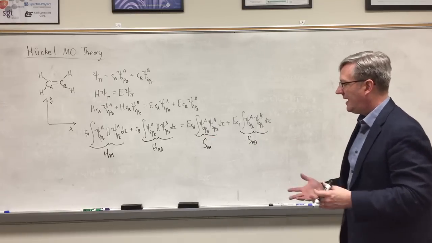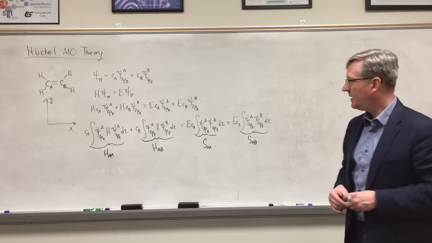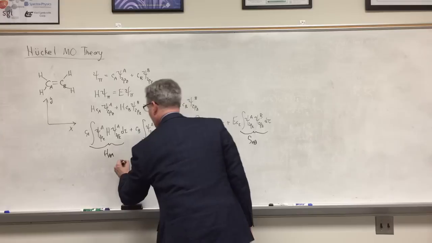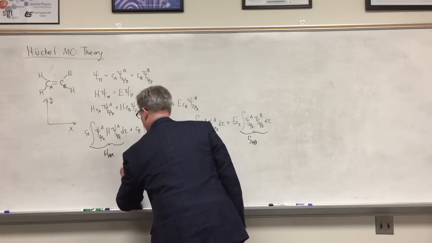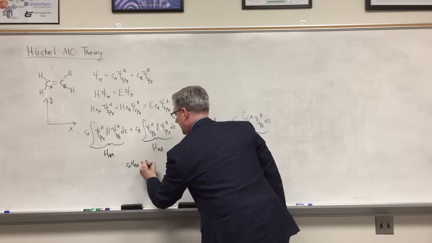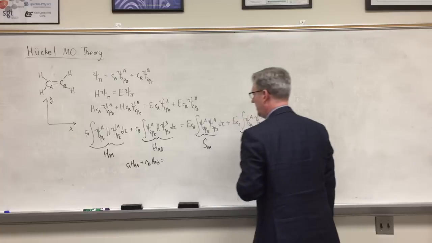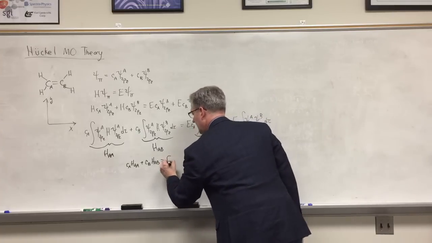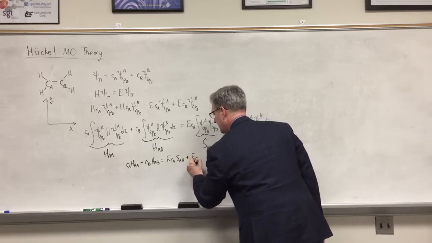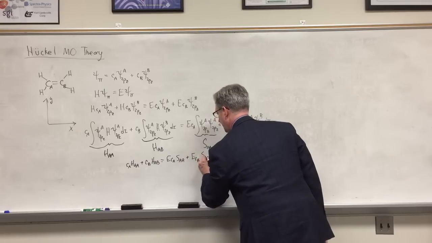Okay, so now I'm going to make some approximations. Oh, before I do that, let me write this down with the new notation. So I've got C sub A, HAA, plus C sub B, HAB, is equal to E C sub A, SAA, plus E C sub B, SAB.